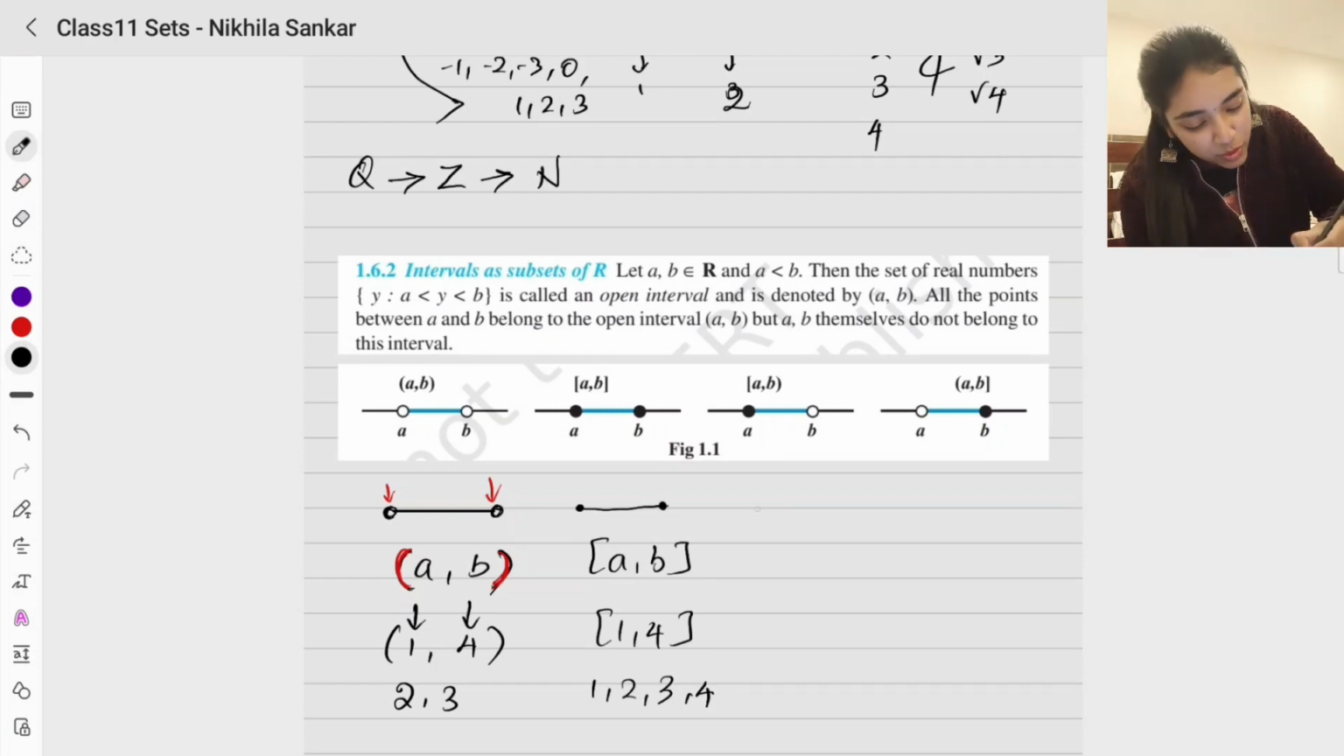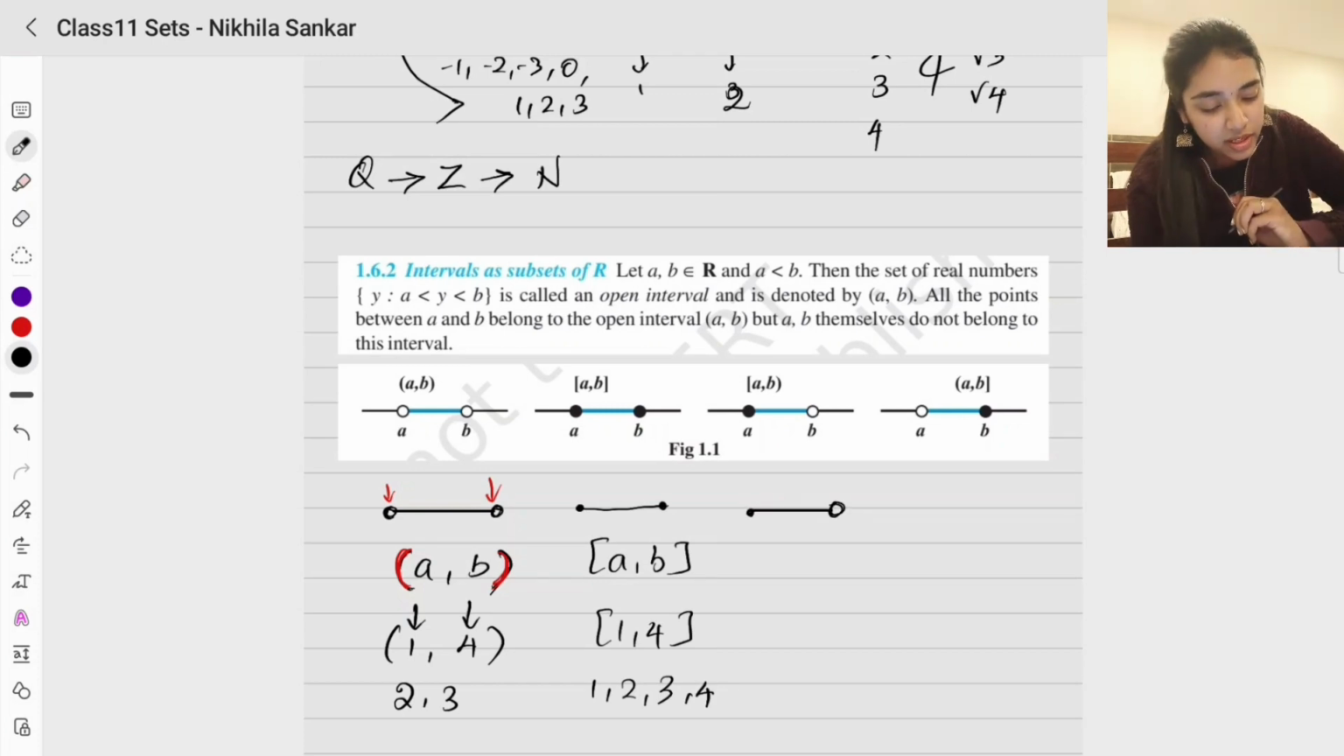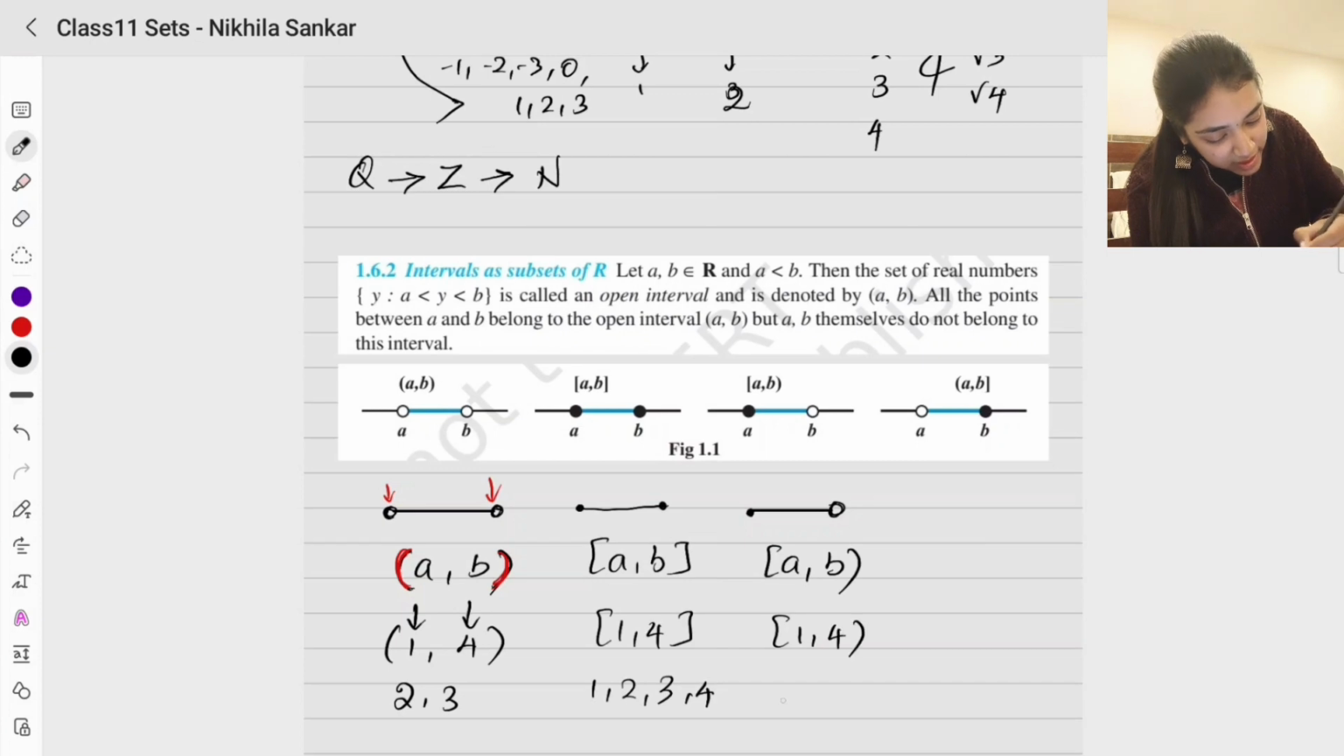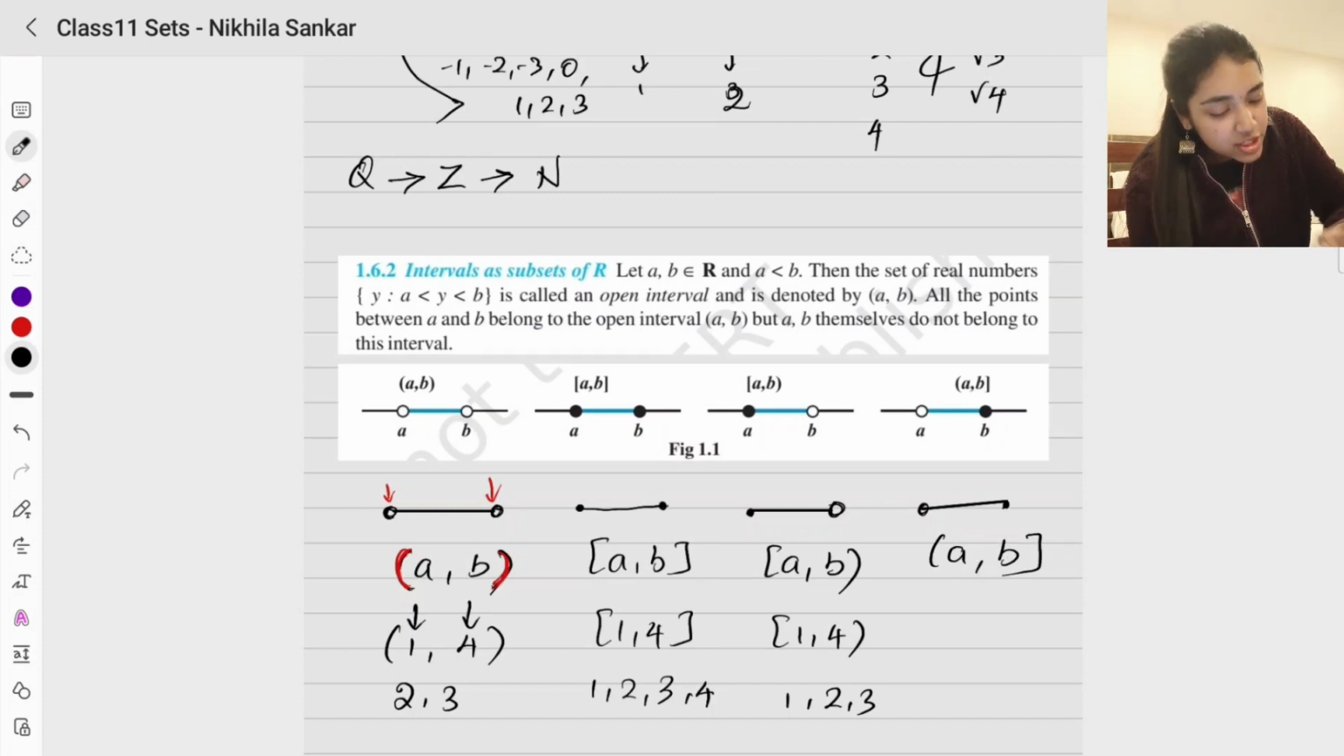Now how do we write this one? I have a line. I have a shaded part here. I do not have a shaded part here. So it is going to be A is included, but B is not included. An example would be 1, 4: I'll have 1, 2, 3, but 4 is not included. In the same way, in this case I have a line. I have hollow here and shaded here. Hollow means it is not included; shaded means it is included. So with the example 1, 4, 1 is not included; I have 2, 3 and 4.